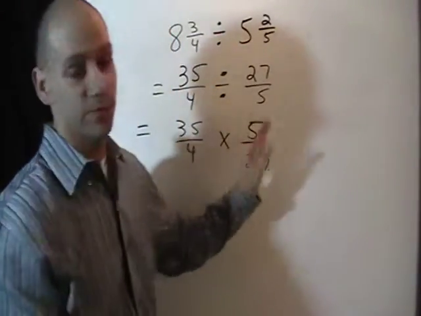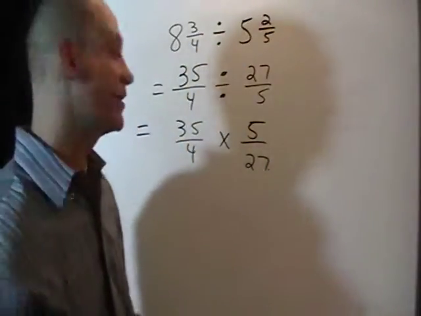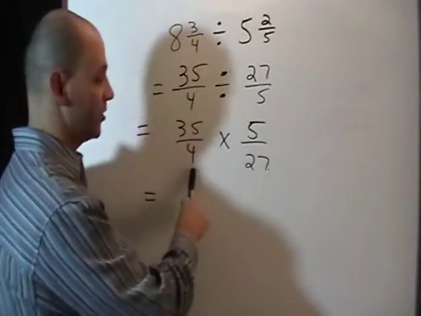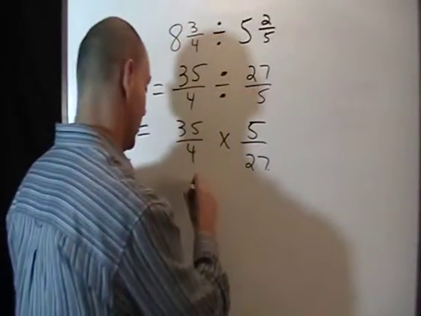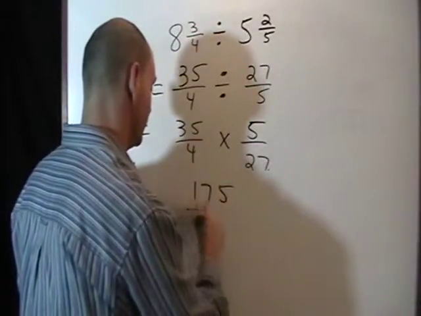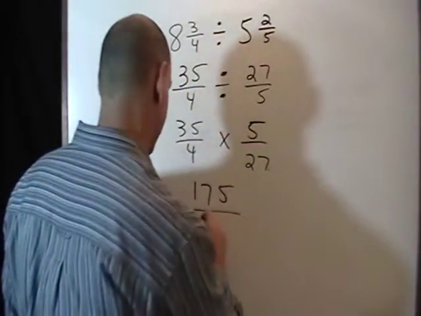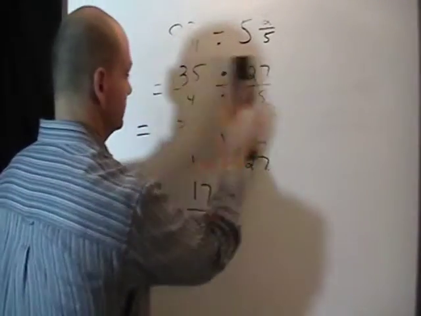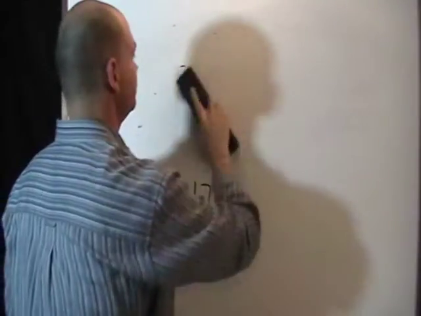So now we have a multiplication question just like we did previously, and the way to multiply two fractions is to multiply out the numerators and multiply out the denominators. So 35 times 5 is going to be 175, and 4 times 27 is going to be 108. Okay, so now we have an improper fraction here.